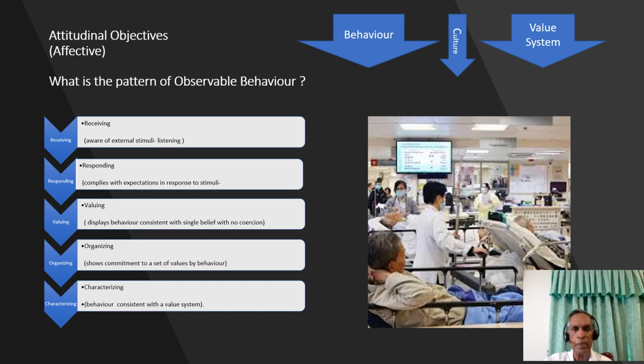Now, attitudinal objectives are much more complicated, and this relates to the pattern of observable behavior. In a complex situation, as shown in this picture of a very busy medical ward, you can see that not only are the students or the lecturers or the postgraduate student doing the services of a doctor, but there are other elements like behavior, culture, and the value system that need to be incorporated into the learning process.